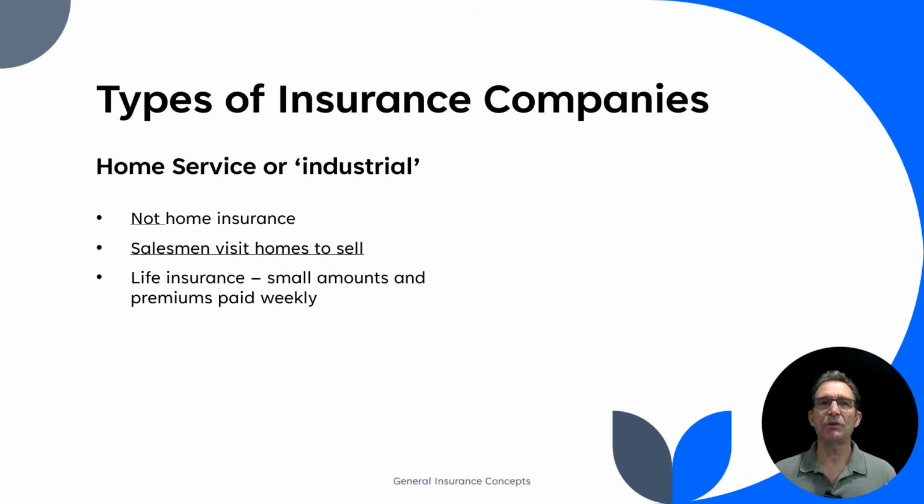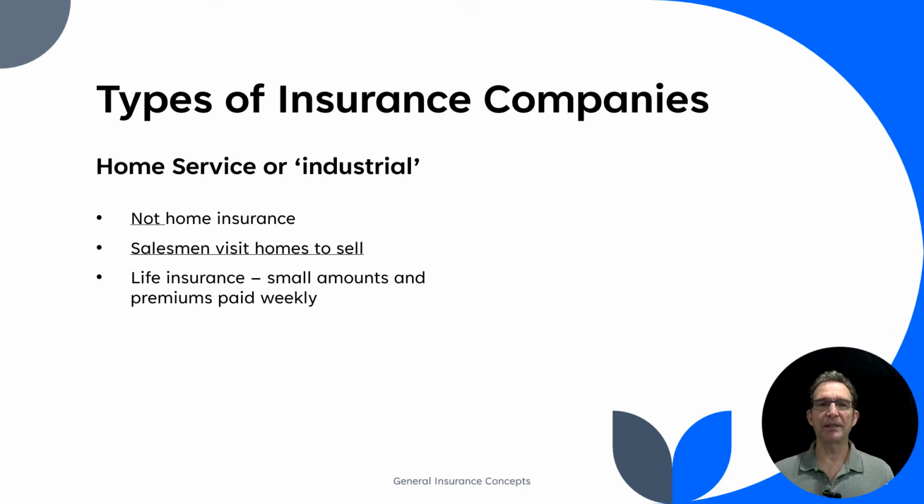All right, here's another unique sort of insurance company. It's called home service or industrial. A really important thing here is do not confuse this with homeowners insurance. If you're a homeowner, you might think home service is something that's actually servicing your home, and it actually has nothing to do with your house whatsoever. It became known as home service because salesmen visit homes to sell. It's kind of like door knocking, the original door knocking way of selling life insurance mostly. And so it is a form of life insurance.